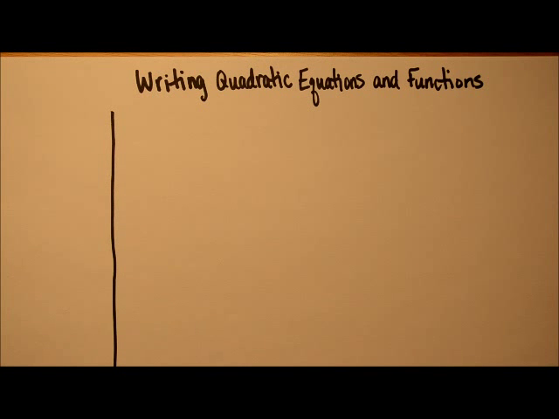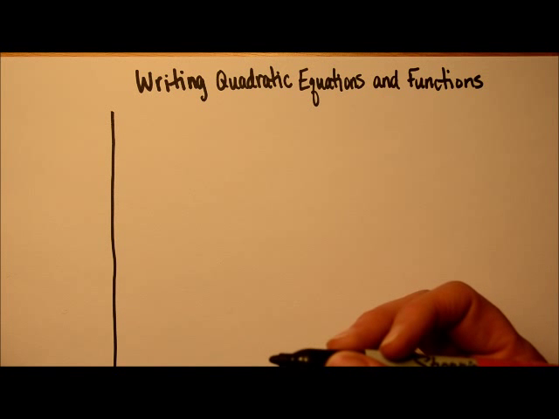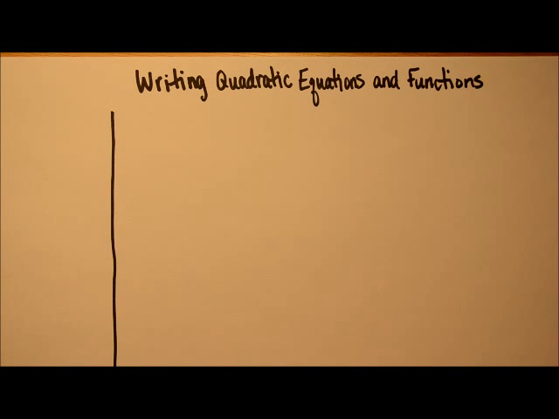Writing quadratic equations and functions. Okay, this is what we have. We're going to work backward. So what this does is they're going to give you the roots, and then you have to write the quadratic equation. Before, they gave you the quadratic equation, x squared plus 2x minus 3 equals 0, and you found the roots. Now they're going to give you the roots and you have to find the equation. Well, it's pretty simple to do.